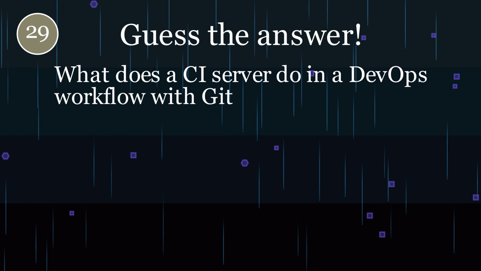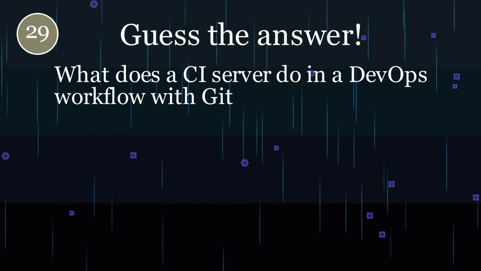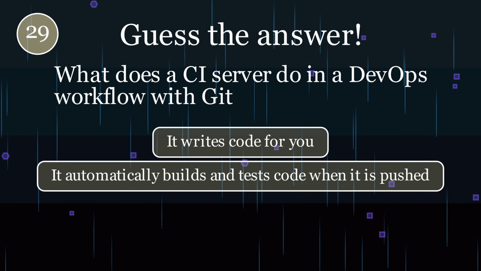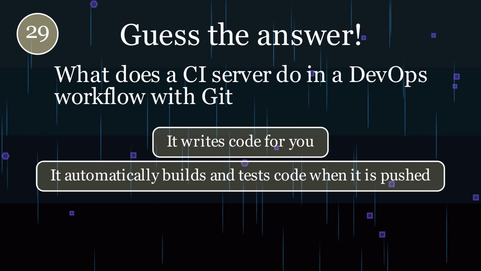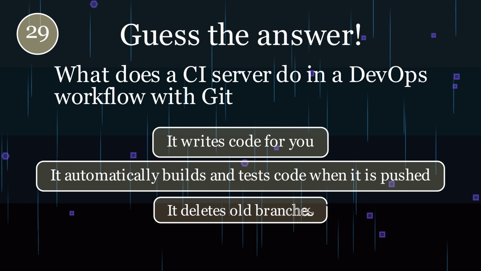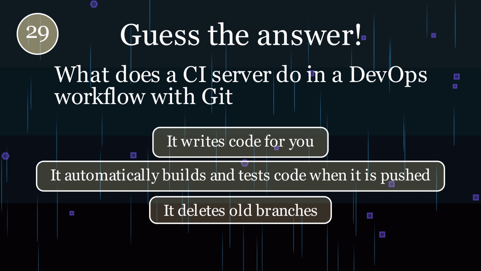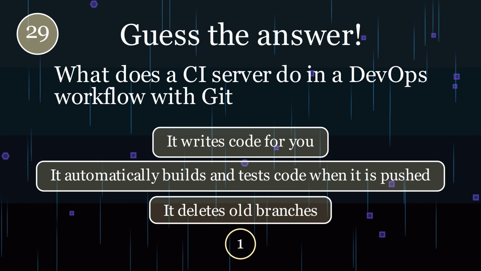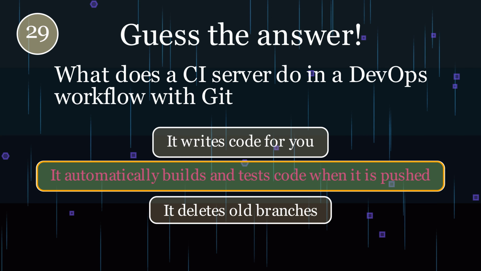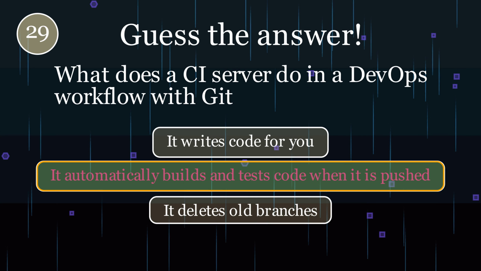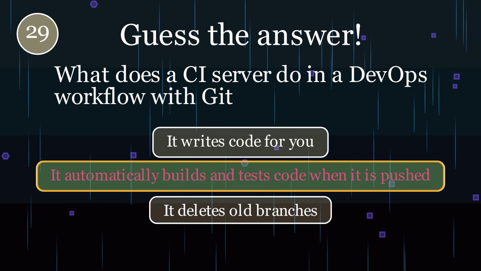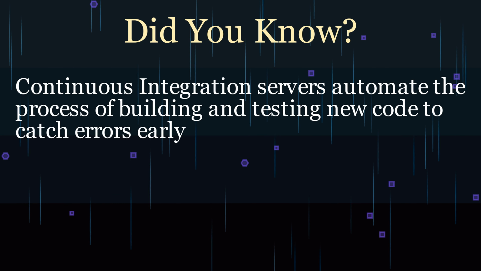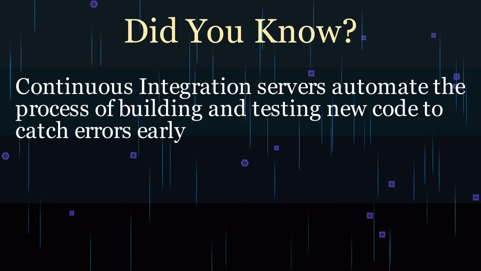What does a CI server do in a DevOps workflow with Git? It writes code for you. It automatically builds and tests code when it is pushed. It deletes old branches. The correct answer is it automatically builds and tests code when it is pushed. A quick fact for you: continuous integration servers automate the process of building and testing new code to catch errors early.